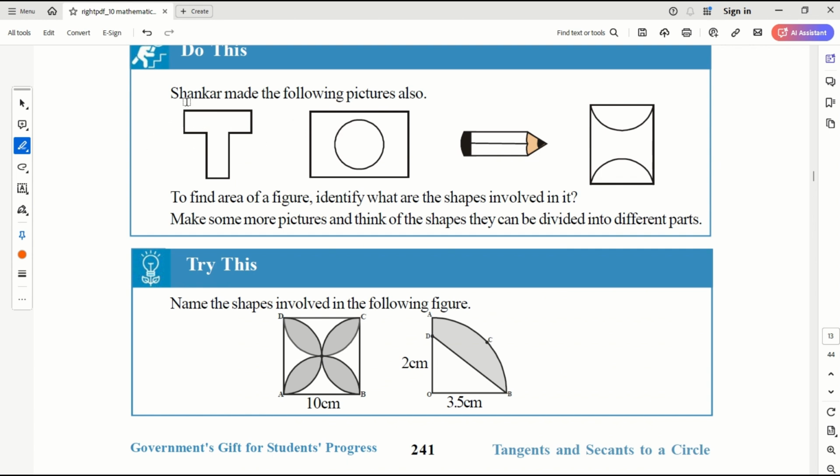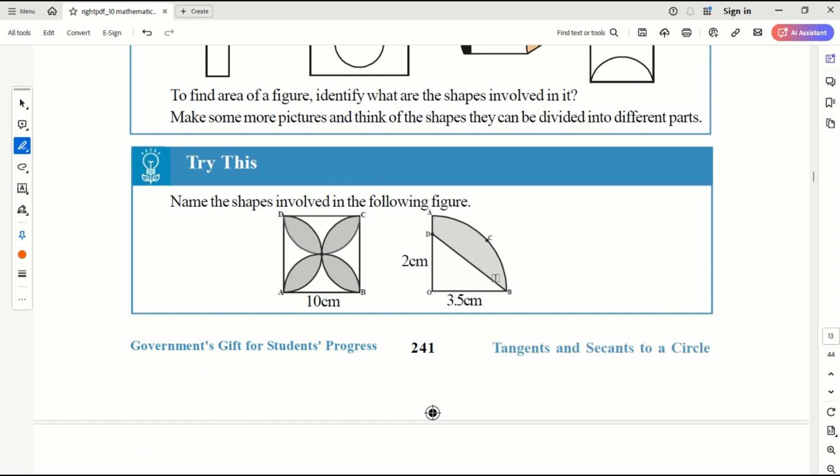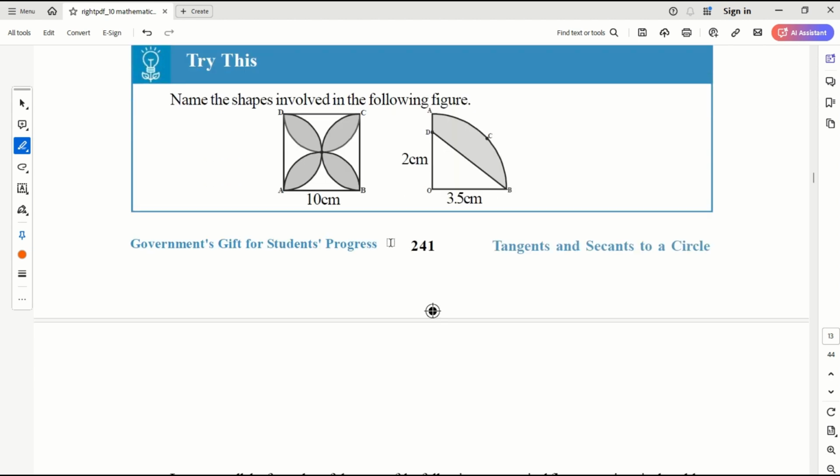You have a square and rectangle here. You have a rectangle and circle here. Similarly, you have different figures. Okay. So in this one, how many figures are there? You have a square here, correct? You have a semicircle here, semicircle, semicircle, semicircle. Okay, square and four semicircles are there. Here you have a quarter circle and a triangle. Quarter circle and a triangle. So this is the area.